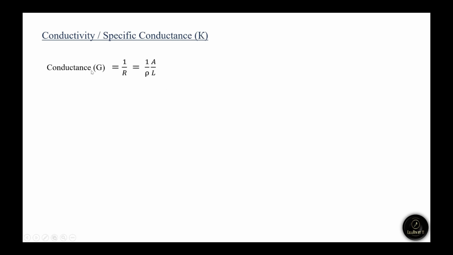So conductance, we know, is inversely proportional to resistance, which is equal to A by rho into L, because R is directly proportional to L and inversely proportional to A. That's why R is equal to rho L by A. Here G is 1 by R, so G is equal to A by rho into L. As conductance is 1 by resistance, conductivity is 1 by resistivity.